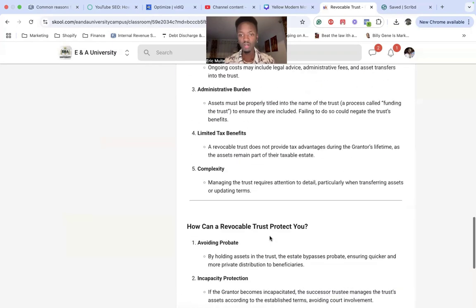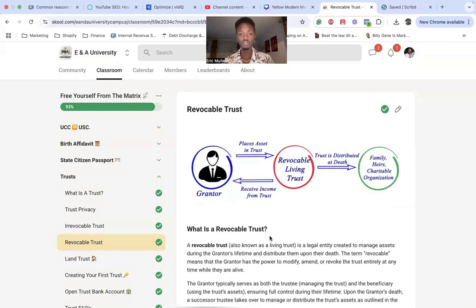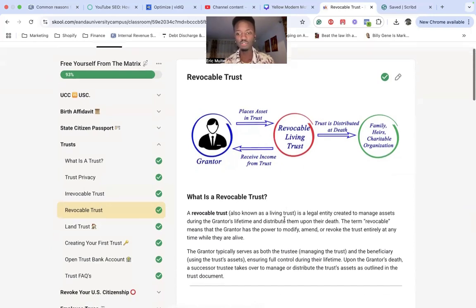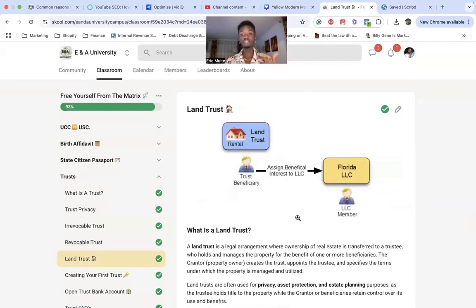It's all basic, but long story short, a revocable trust is similar to irrevocable. Only difference is you can change it, right? That's to keep it short. You can change it however many times you need to. Land trust is very different.